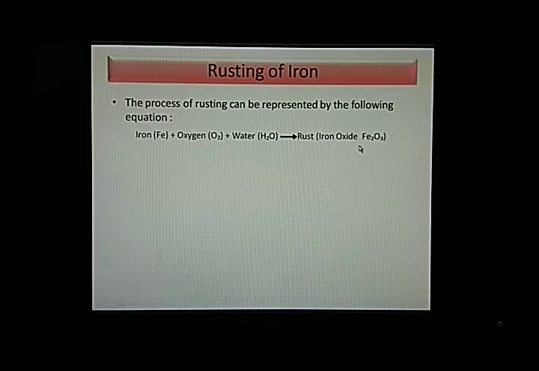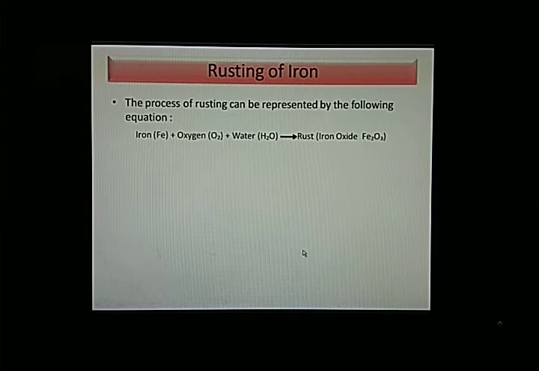So remember it. What actually happens is that when iron reacts with oxygen as well as water... oxygen is available in the atmosphere. Whatever objects you keep outside or inside, wherever it is, the oxygen is definitely there. So you can't escape from it. But if water also gets included in it, then the rusting process will occur, and it will lead to the formation of rust, that is iron oxide.